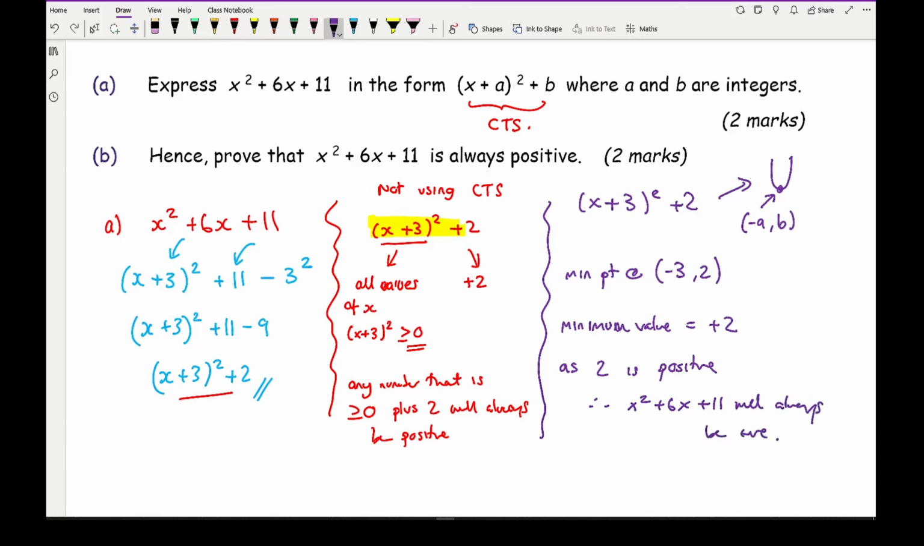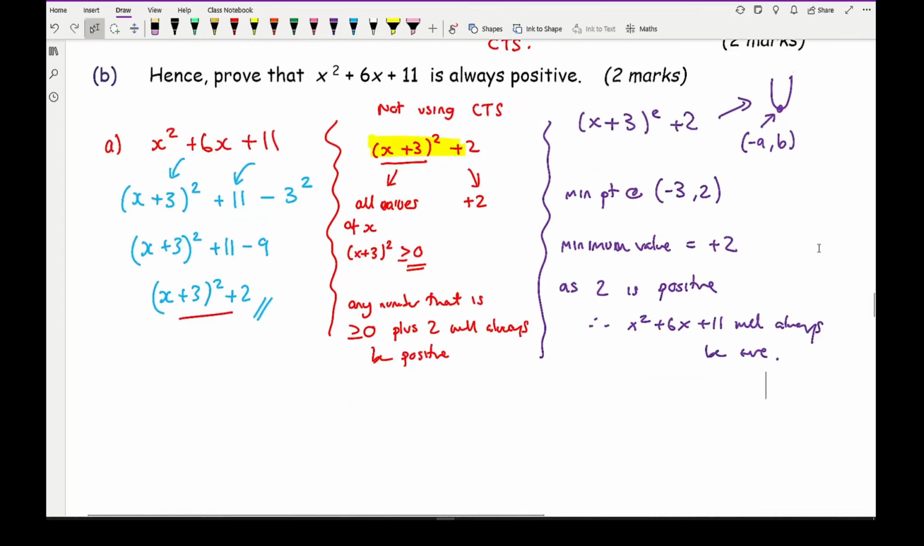Now, if you've got prior knowledge of discriminants, then you can also use the discriminant to show that when you work this out, you get a positive answer, and that would be fine.